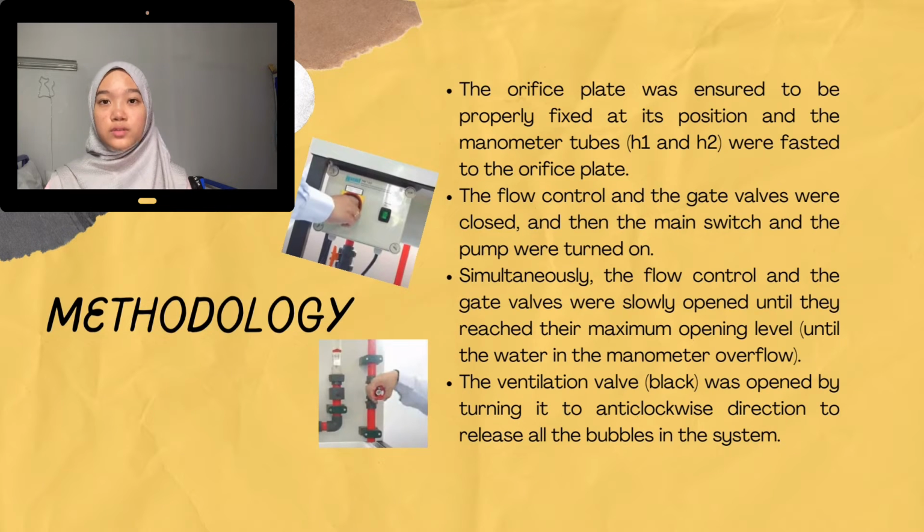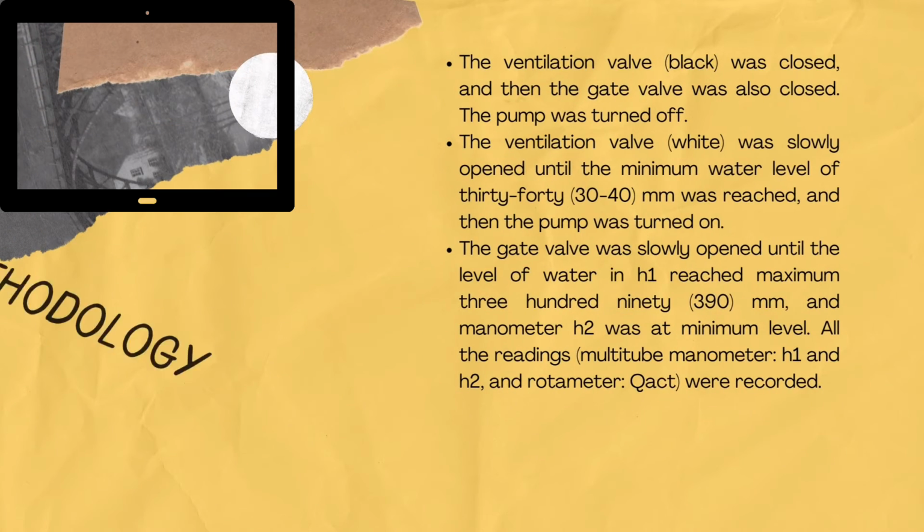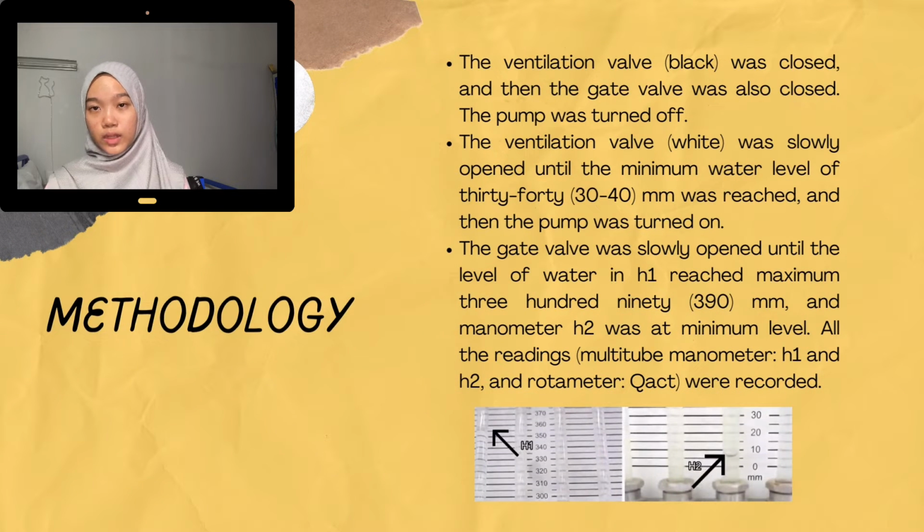And then number 4, we open the black ventilation valve by turning it anti-clockwise, so that if there are any bubbles in the system, we can release all of them. Number 5, we close the black ventilation valve, and then we close the gate valve. The pump is turned off, and then we slowly open the white ventilation valve until the minimum water level of 30 to 40 millimeters is reached, and then the pump is turned on.